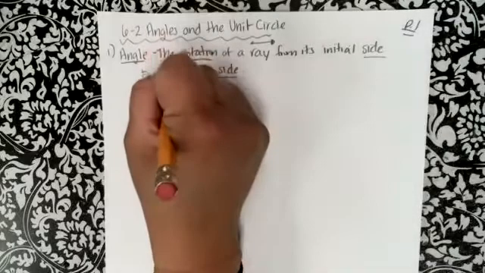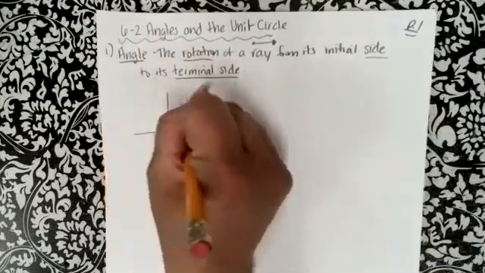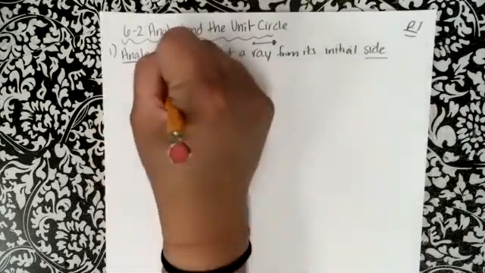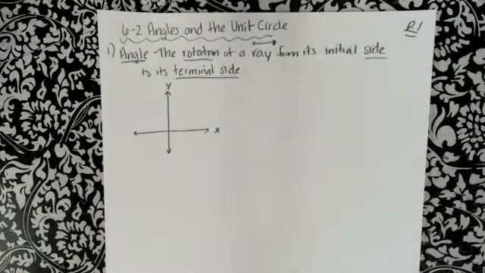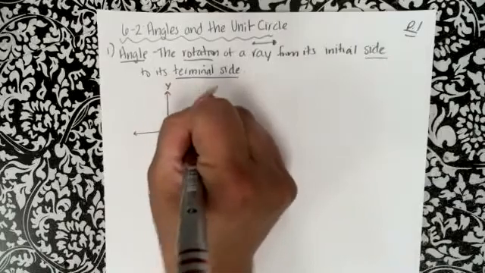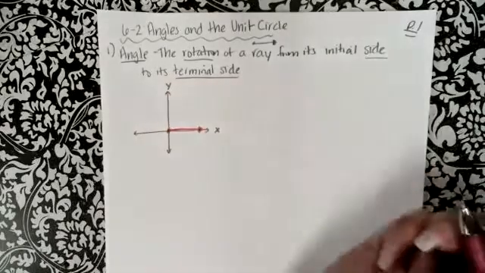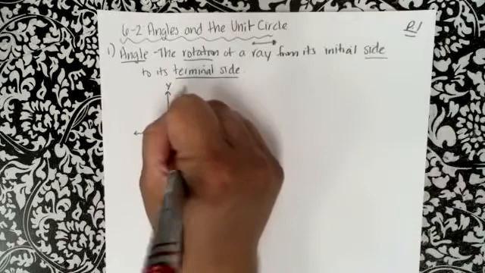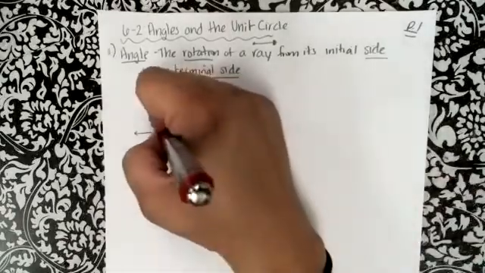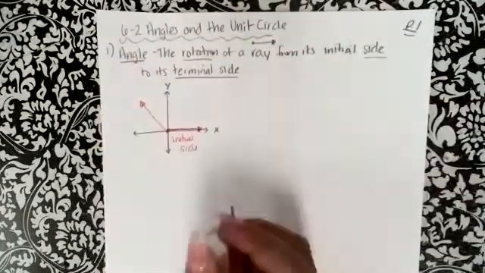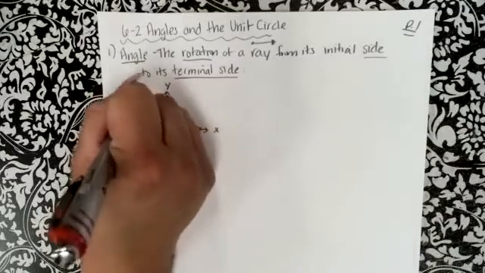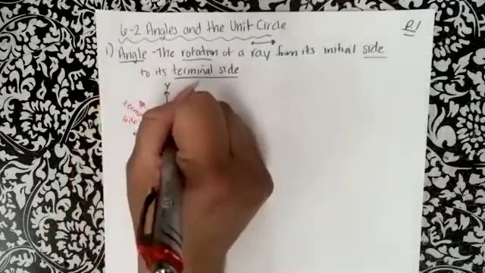Now, basically, this is going to be your y-axis, this is your x-axis. You are always going to start off on the x-axis. This is called the initial side. The terminal side is where it's going to end. So let's say it ends somewhere right here. This is called the terminal side. This is going to be our theta.